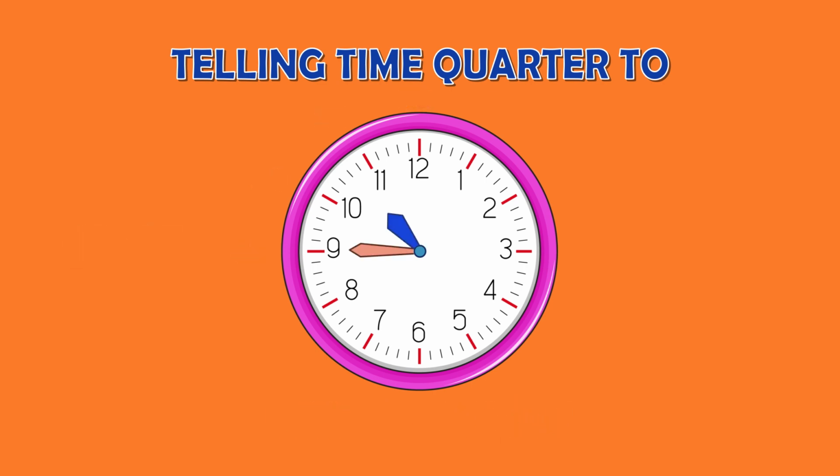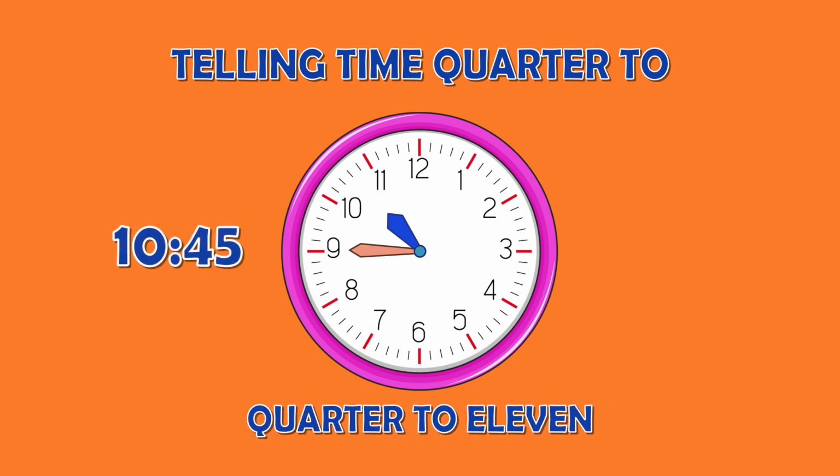Let's take a look at the time here. The minute hand is on the 9. That means there are 15 minutes until the next hour. The hour hand is almost at 11, which means it's still 10 o'clock, not 11 yet. So what time is it? It's 10:45. We can also say quarter to 11.